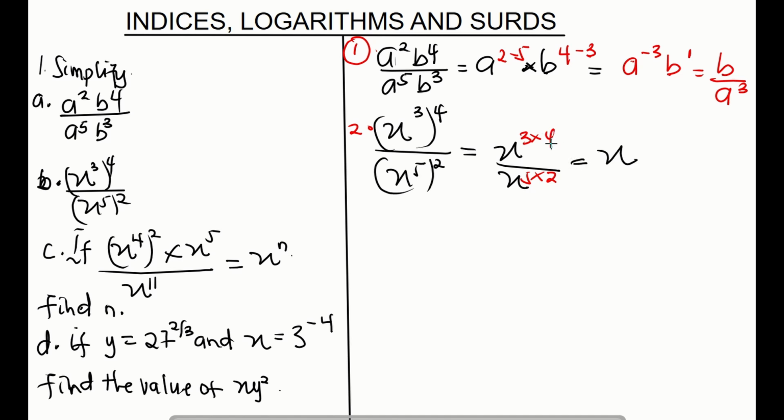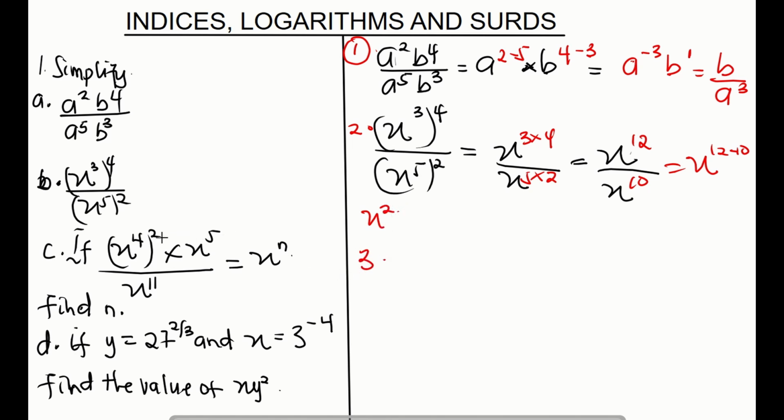So this is going to be x to the power, 3 times 4 is 12, and this is over x to the power 10. So we can still simplify this. Our final answer is going to be 12 minus 10, where we have x squared, so x to the power 2. Okay, now let's consider question 3.